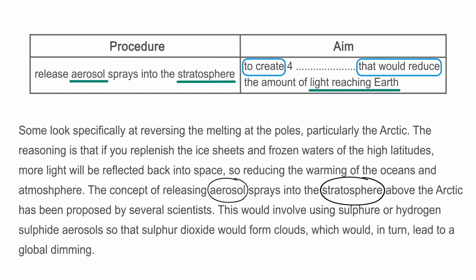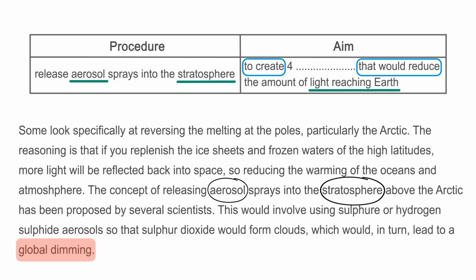Now, when we finish reading the text, we have to read the question again. Release aerosol sprays into the stratosphere to create what? To create blank that would reduce the amount of light reaching Earth. So we had something about reduction here. At the end of the paragraph, lead to a global dimming. Global means Earth, right? And dimming is the reduction of light. So when the light reduces, we say that it's dim, right? So global dimming is the same as reducing the light reaching Earth, all right?